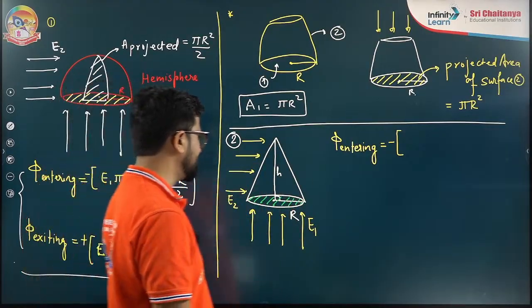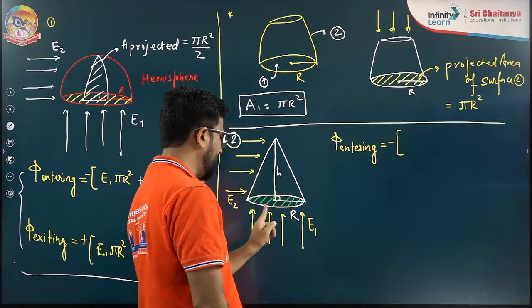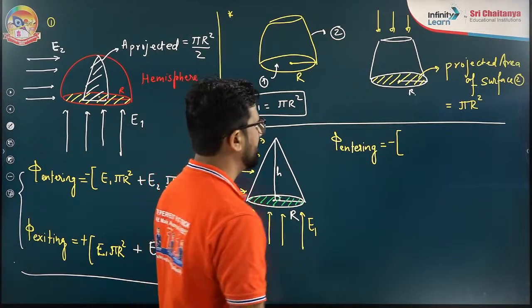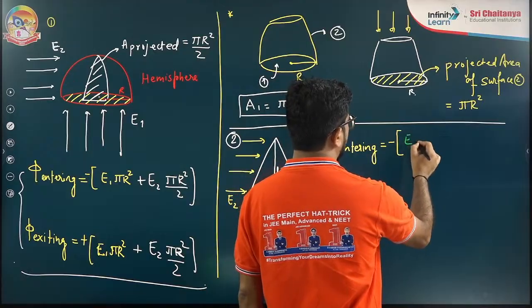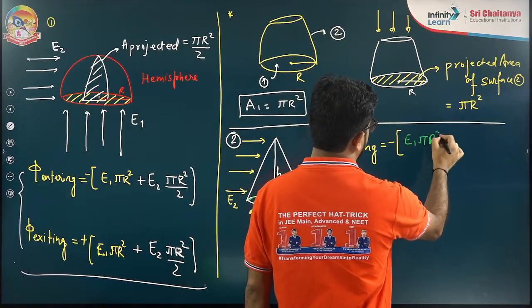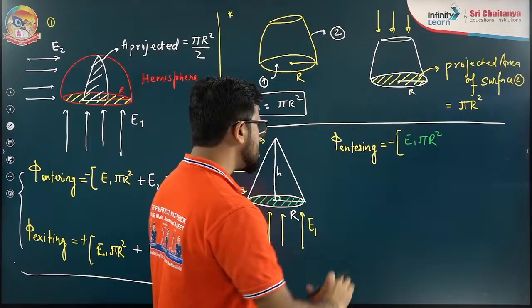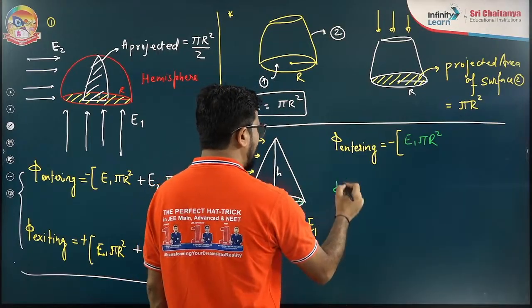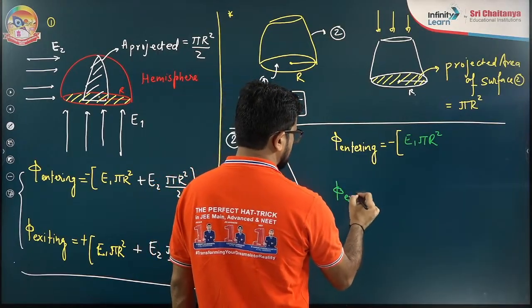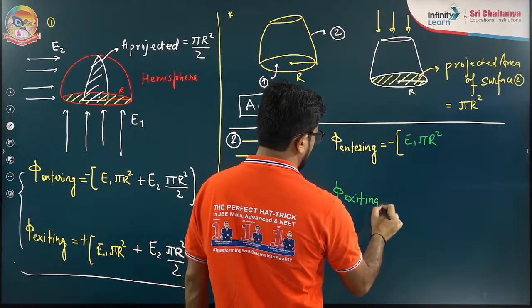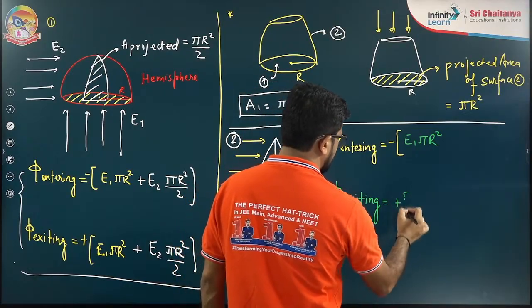So we will write it first. This area is pi r square and this is E1, so directly we can write E1 into pi r square. There is no problem. Similarly, you can write for flux exiting also. Flux exiting is equal to plus.